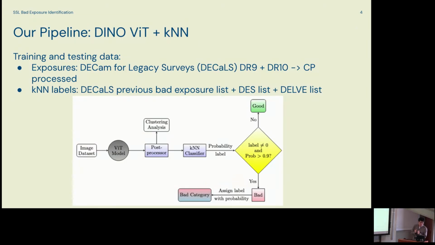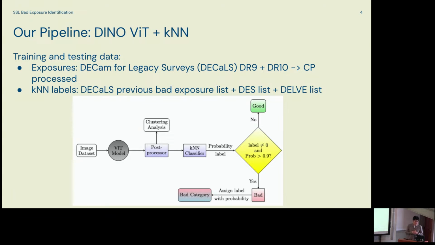Our pipeline is basically self-supervised training with ViT plus supervised learning with k-nearest neighbor. That's why it's semi-supervised learning, because the first part is self-supervised and the second part is supervised. For our data, we have DECaLS DR9 and DR10. They are CP processed, because usually for DECam, data can be either processed by the Community Pipeline, which CP stands for, or using DES's own pipeline.